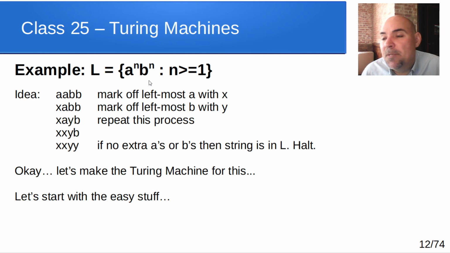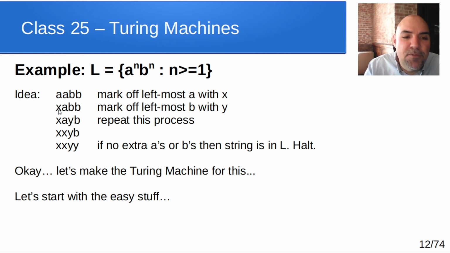So here's the concept of how we're going to write this machine, and there are other ways you could write this as well. The machine is going to start on the leftmost symbol. Since we need to see a number of A's followed by a number of B's, when I see an A, I'm going to mark it off with an X. Then we're going to scan ahead until we find a B, and when I find a B, I'm going to mark that off with a Y.